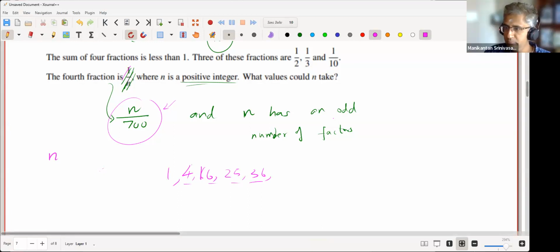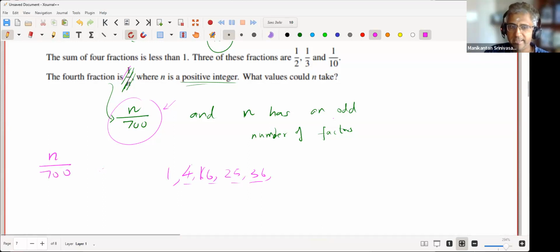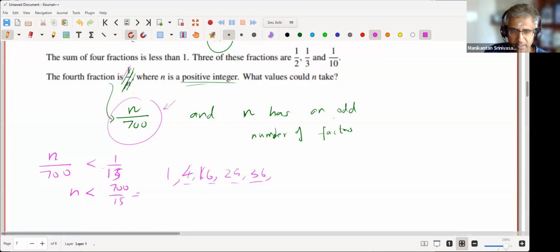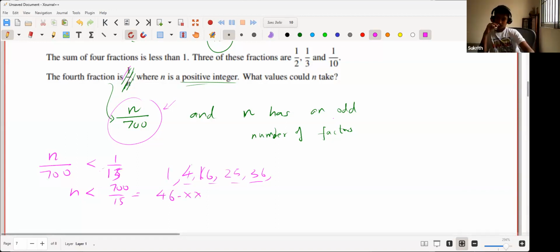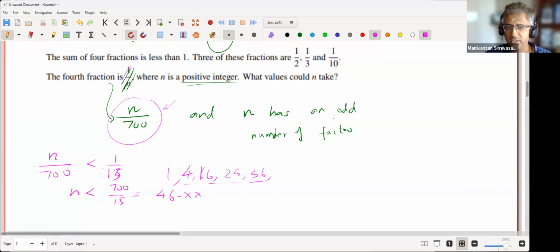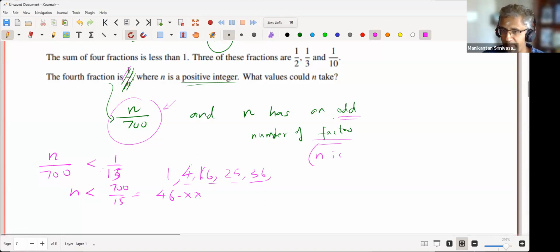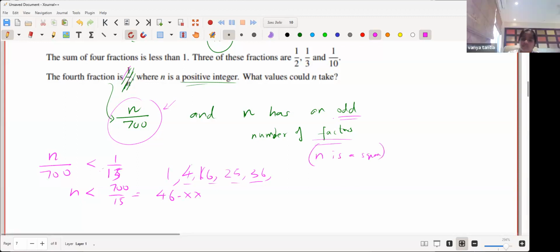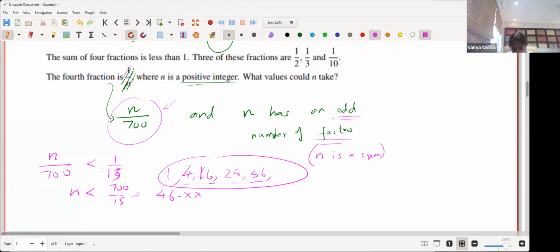So, Vanya, like the previous problem, we just say n by 700 is less than 1 by 15. And therefore, we say n is less than 700 upon 15, which comes out to be, let's see, 15 4s are 60, 100, 15, Sir, 46. 46 and change, right? I don't care what the change is. And therefore, n is less than 46 and change. But now we have an added constraint that n has an odd number of factors, which means n is a perfect square. Does it make sense, Vanya? Yes, sir. Okay, and therefore it's the perfect squares which are less than or equal to 46.